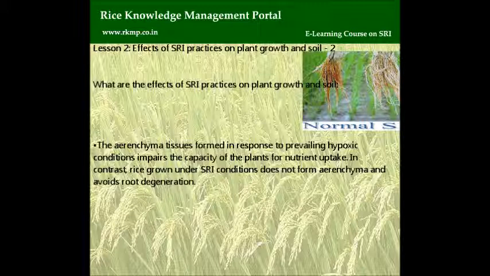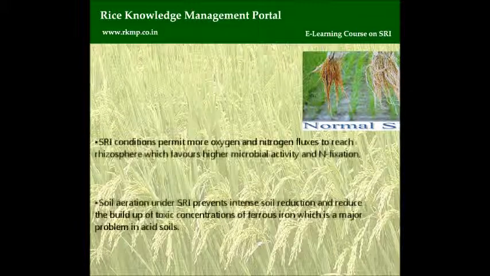Lesson 2. Effects of SRI practices on plant growth and soil. What are the effects of SRI practices on plant growth and soil? The parenchyma tissues formed in response to prevailing hypoxic conditions impair the capacity of the plants for nutrient uptake. In contrast, rice grown under SRI conditions does not form parenchyma and avoids root degeneration. SRI conditions permit more oxygen and nitrogen fluxes to reach the rhizosphere, which favors higher microbial activity and nitrogen fixation.